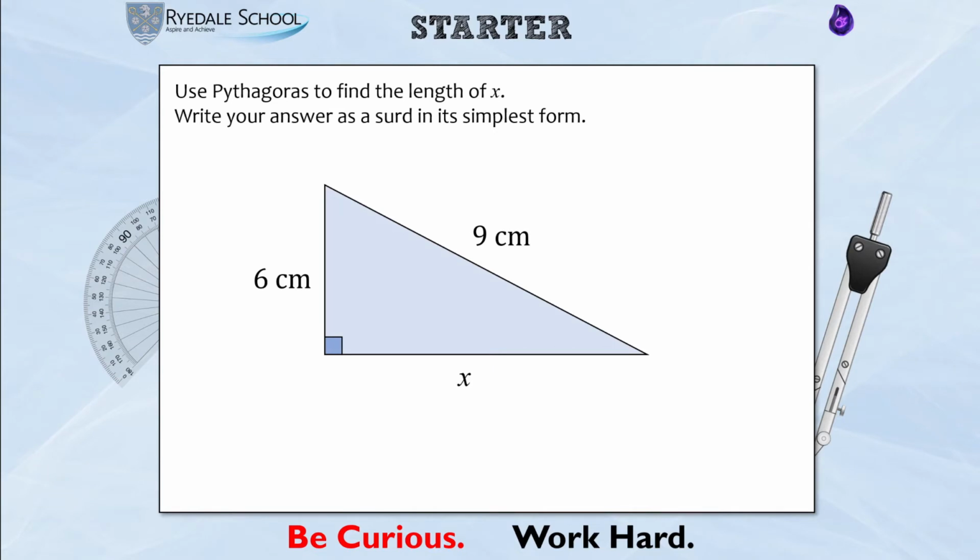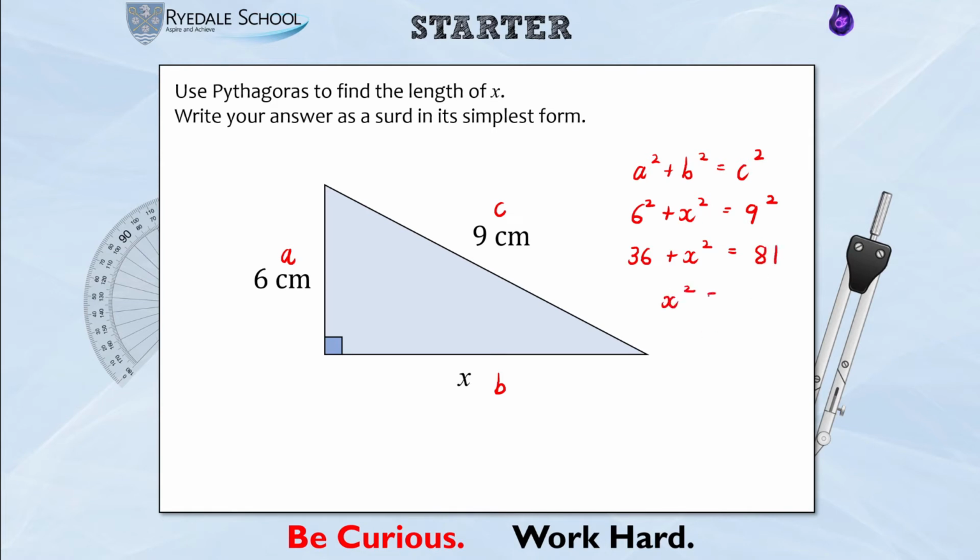So first of all, this is a short side problem. The 9 is the hypotenuse, the 9 is C. I can label x and 6 as my A and B. So Pythagoras' theorem says a squared plus b squared equals c squared. So 6 squared plus x squared equals 9 squared. Working this out, 6 squared is 36 plus x squared equals 81.